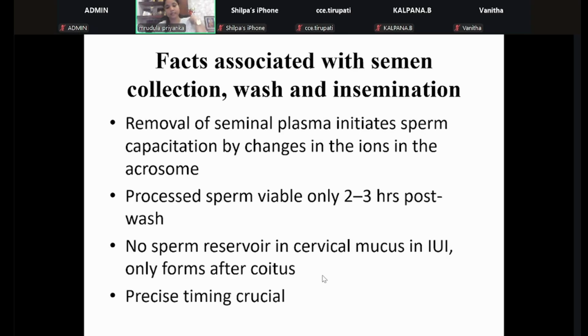Whereas in IUI, as we are removing the seminal plasma and the capacitation has already started, there is no sperm reservoir. So they will be viable for only 2 to 3 hours. So the precise timing of IUI will be crucial.